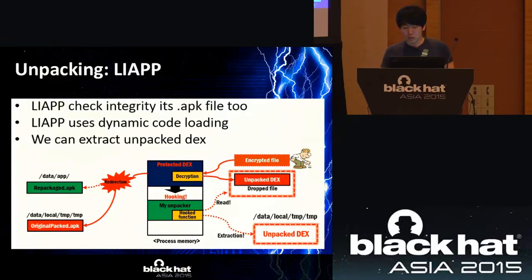Liab is also an Android packer. I think it is little known. This packer is developed by a company in the Republic of Korea. Liab also checks its integrity in the same way as Ijami, so we can circumvent it in the same way as before. And you can extract the unpacked text by hooking an open function, because Liab uses a temporary file to load unpacked text dynamically.